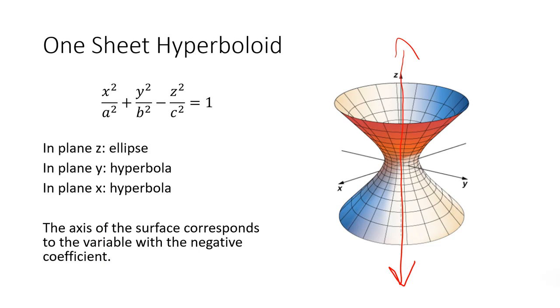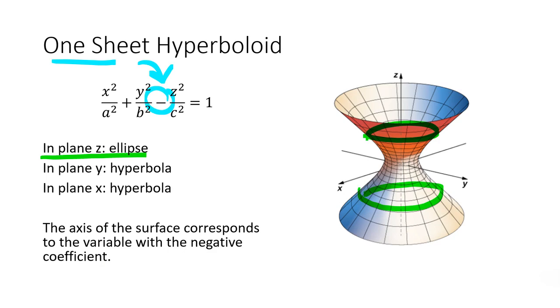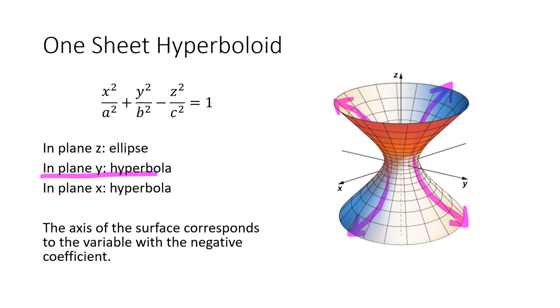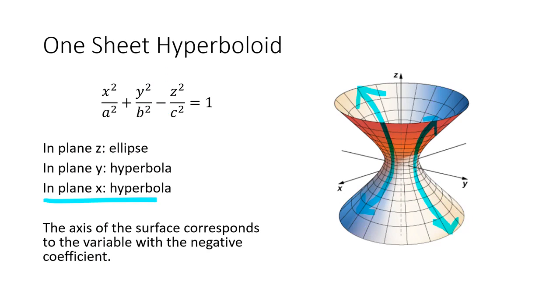When you have a one-sheet hyperboloid, what's happening is, along the z-axis, if you make a slice, you actually get something that looks like an ellipse. So if I chop it along the z-axis, it's going to look like an ellipse, but in the y or the x-axis, it's going to look like a hyperbola.